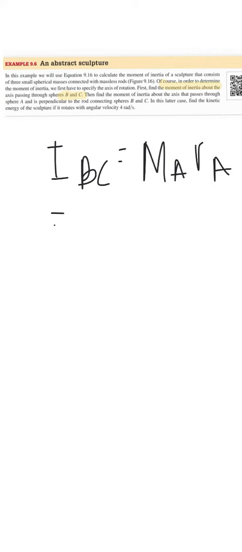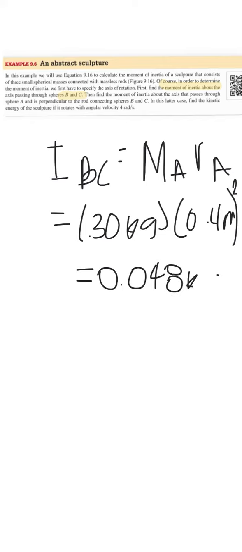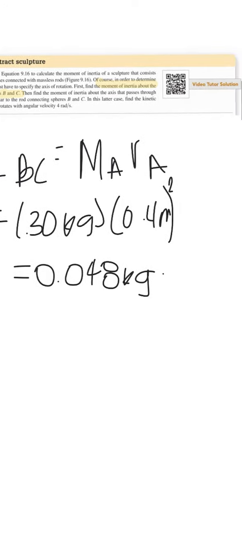So this is equal to MR squared. And this is equal to 3.30 kilograms times 0.4 meters squared. So this is equal to 0.048 kilograms times meters squared. So this is with respect to B and C.